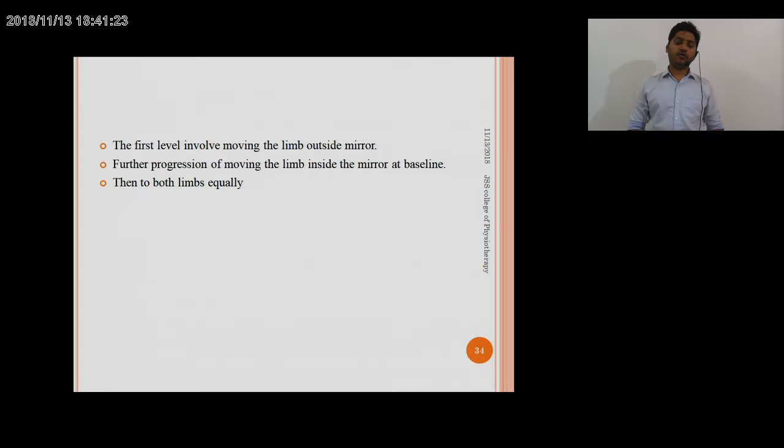So the first level involves moving the limb outside the mirror. Only the hand which is normal will be moved in the first phase, and further progression of moving the limb inside the mirror at baseline is going to happen, and ultimately both limbs will be moved simultaneously at the same time. In this particular step, mirror therapy has to be synchronized with both left as well as right limb. Both have to move at the same time. Any unsynchronized movements of both hands will cause severe pain for the patient. Let us see how to do mirror therapy in practice.